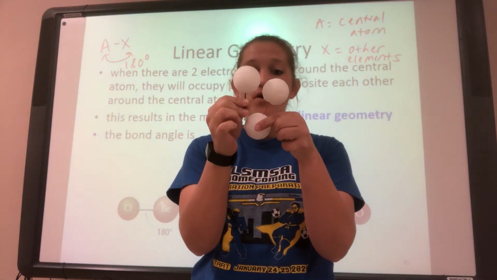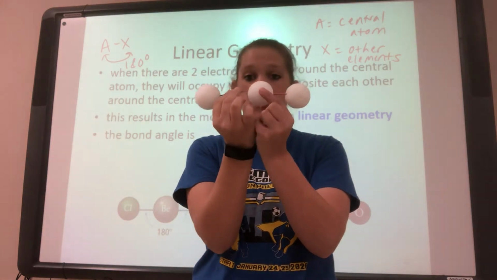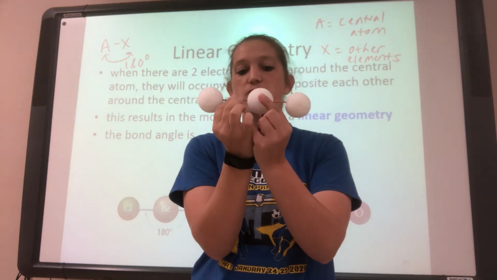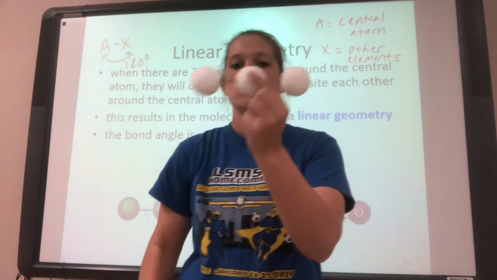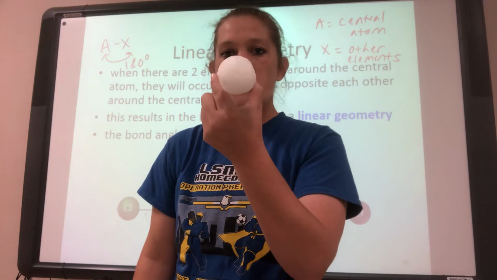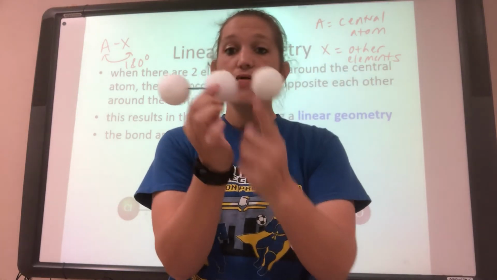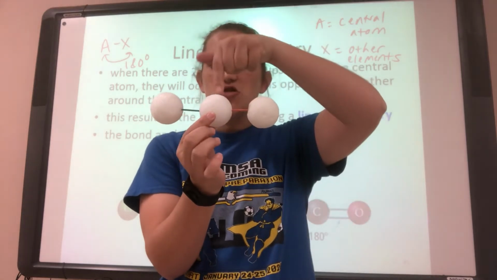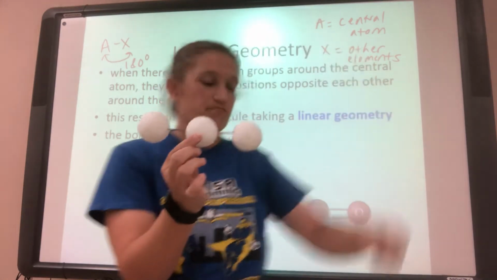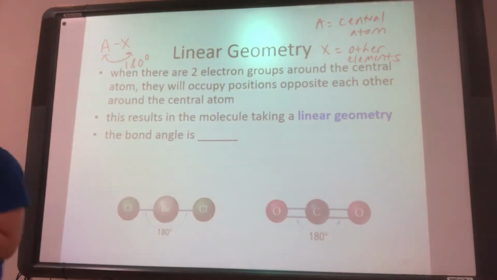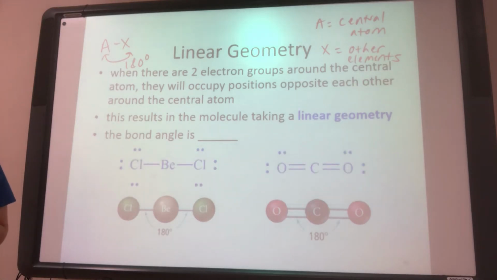So to be as far apart as possible, he would want to be on the other side. So he's going to go on the complete other side. So this is what it looks like. All the way straight across, like this. Okay? This is what linear looks like. You have a central atom and two attached. This is what the Lewis structures would look like. So this is called an AX2 geometry.